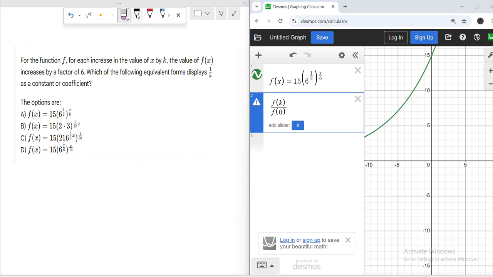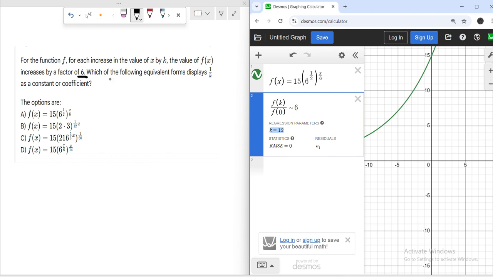What is the value of the factor? What is the increase? So just write it here, and what we got is our k value, which is 1 by 12, right?